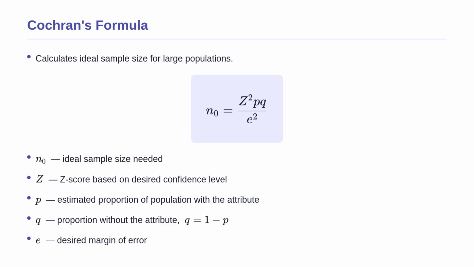The variable P represents the estimated proportion of the population that has the attribute we are studying, and Q is simply 1 minus P. Finally, the variable E represents the desired margin of error, which is how much inaccuracy we are willing to accept. Notice that E is squared in the denominator. This means if we want a smaller margin of error, the required sample size will drastically increase.